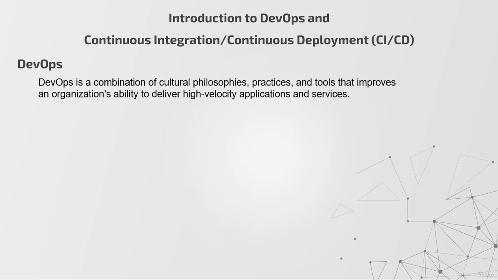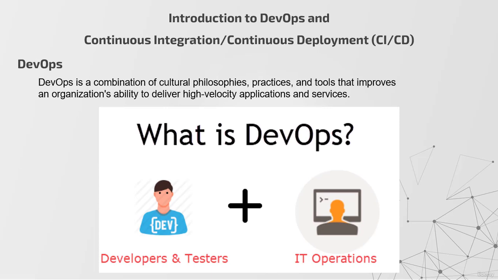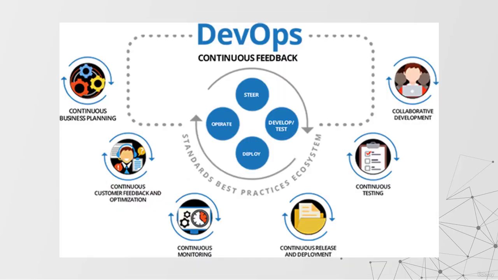Now, the term DevOps is derived from development and operations, emphasizing collaboration between developers, IT operations, and even quality assurance in some cases. Now, this diagram illustrates the cyclical nature of the DevOps process, focusing on the principle of continuous improvement and feedback loops. Now, let's go stage by stage.